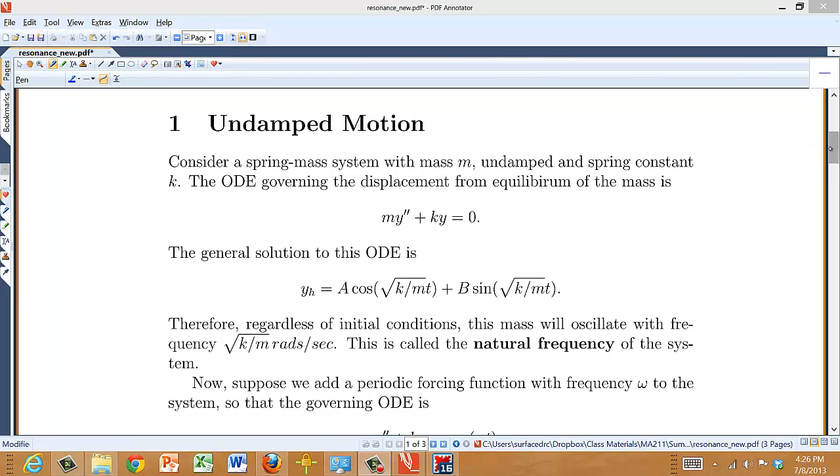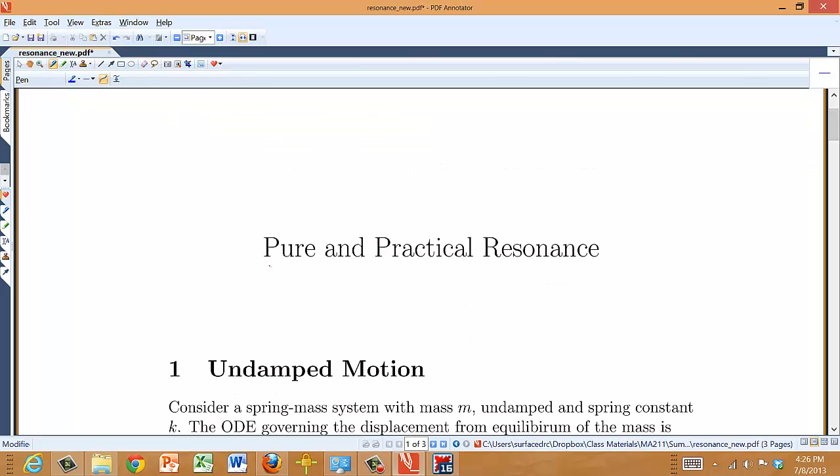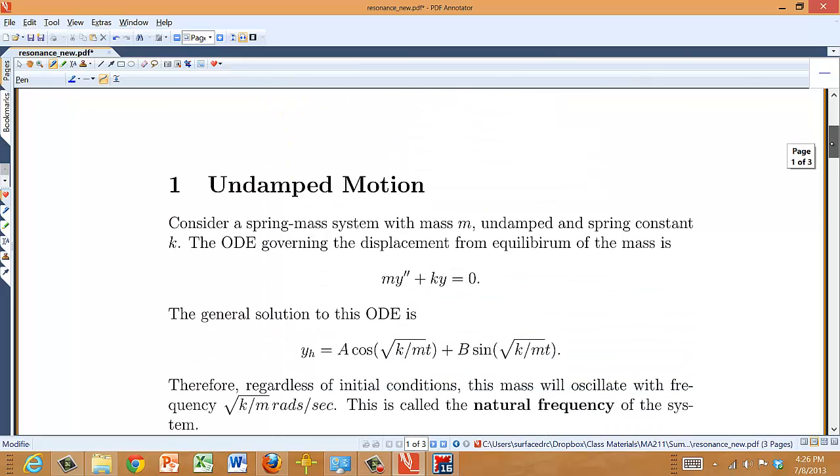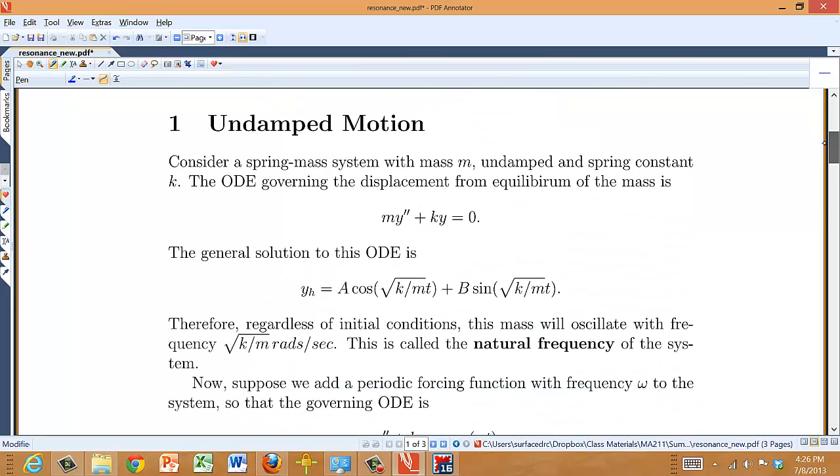We're going to be talking today about pure and practical resonance. Pure and practical resonance are phenomena that happen to mass spring systems when we force them with a periodic forcing function. So first I want to talk about undamped motion, and when you have undamped motion, which means the damping constant is 0, then you can have pure resonance happen in this case. But let's not worry about that for the time being.